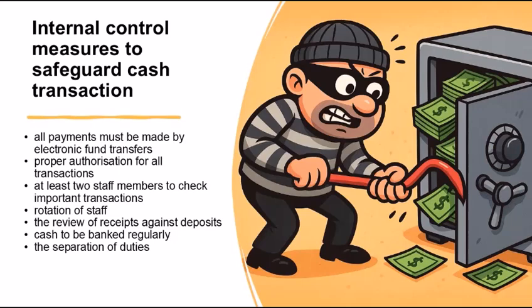Reviewing receipts against deposits will ensure that records match the actual bank deposits. Cash should be banked regularly so it doesn't sit in the till for too long. And segregation of duties, which means that different staff members handle different parts of the process. These controls help businesses avoid fraud and mistakes.